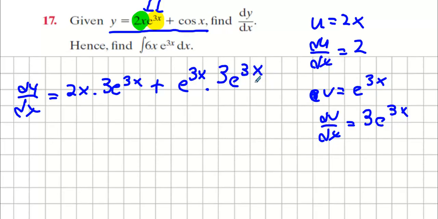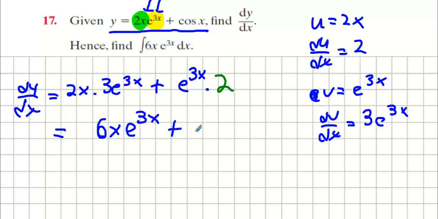Now, I think the way this works is this is going to be 6x e to the 3x. Now, what happened? Sorry guys, du dx is 2. Well spotted. Okay, and we get 2 e to the 3x. Is that okay? Now, what did I forget about?